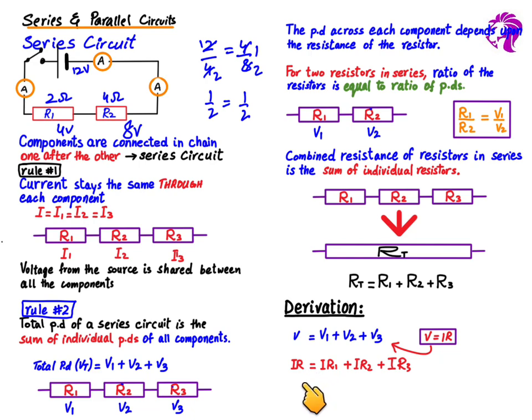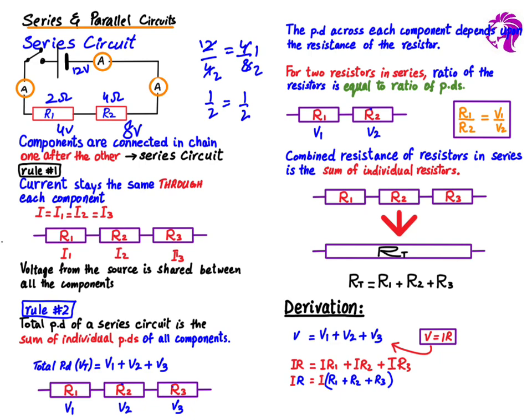Why? Because current in series stays the same. I just established this fact over here. I1, I2, I3, all of them are what? I. I1 is I, I2 is I, I3 is I. Right? So that means I can simplify that. I can take I common and it would be IR is equal to I times R1 plus R2 plus R3.